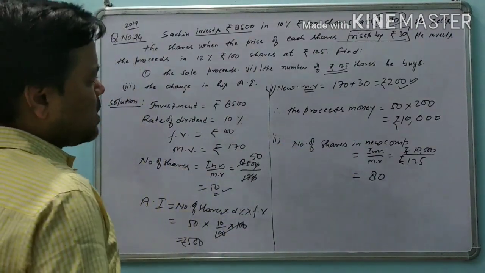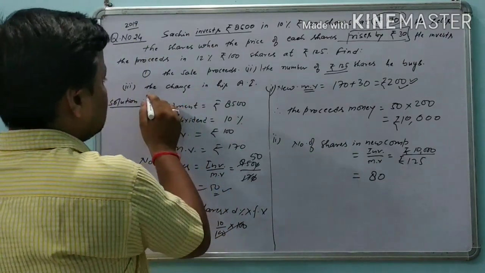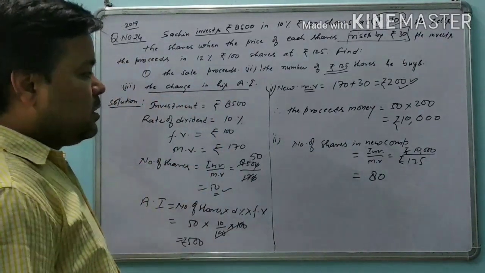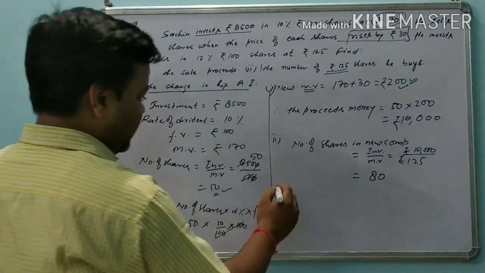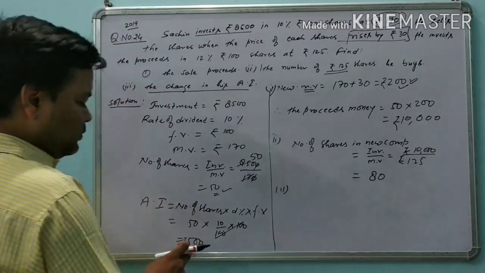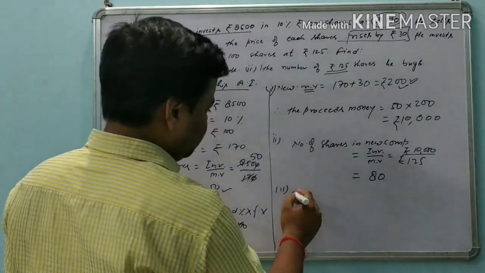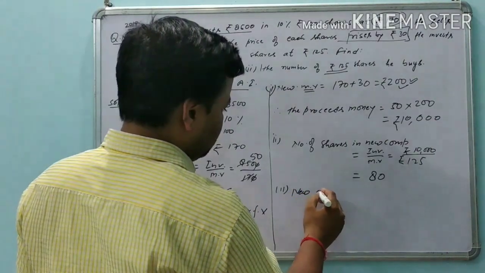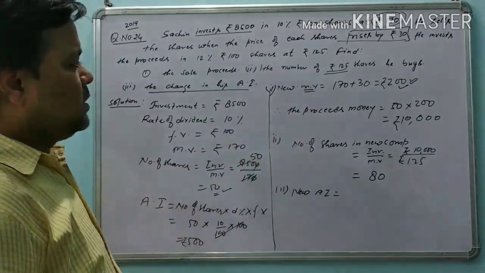Now what will be the third one? The change in his annual income. To find the change in his annual income, you have to find the new annual income and subtract that value by 500. So new annual income here means annual income in the other company.